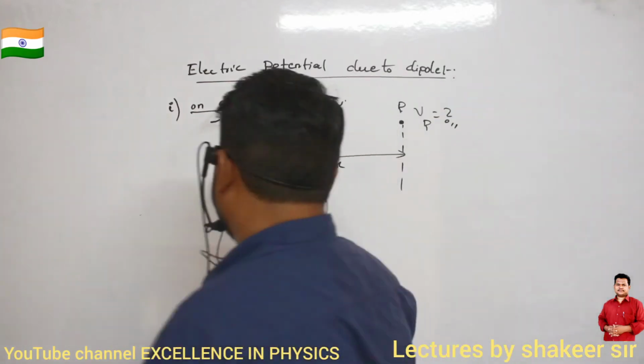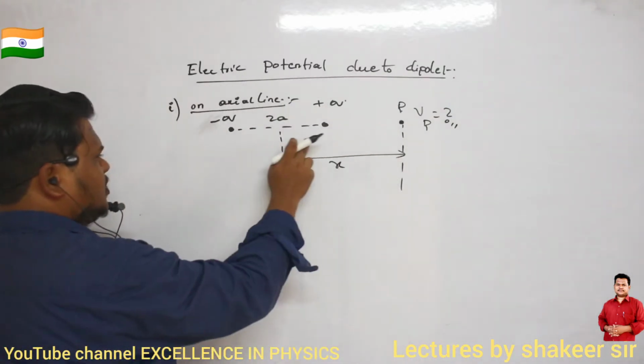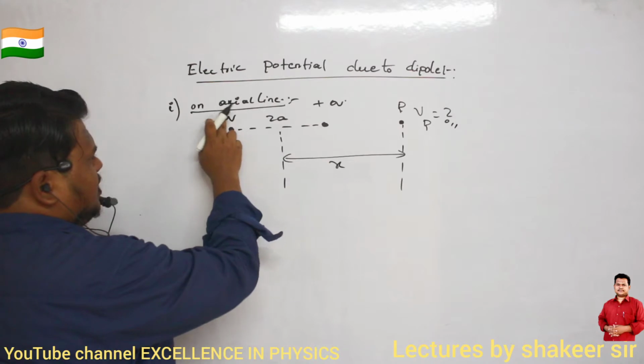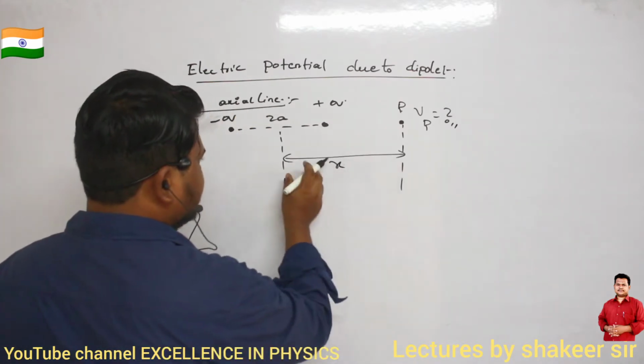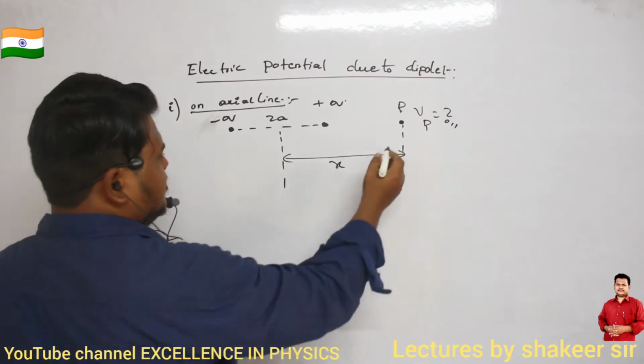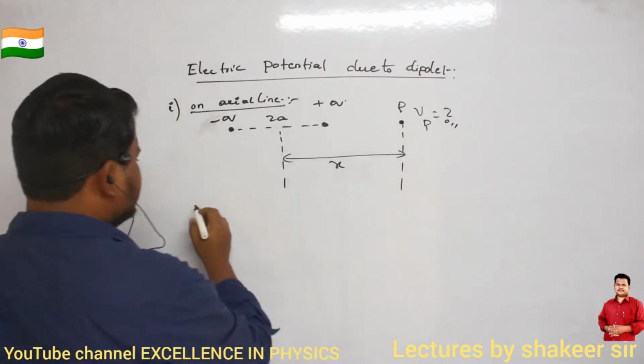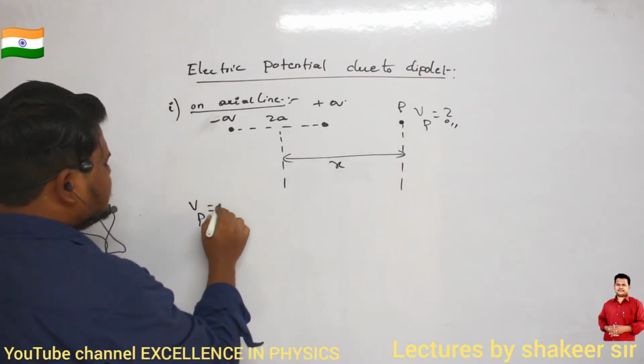Electric potential due to a dipole. So plus Q and minus Q. I want to calculate the electric potential on the axial line at a distance of x from the center of this dipole. So here at point P, can you say who will give potential?